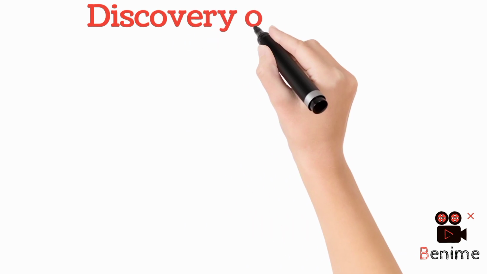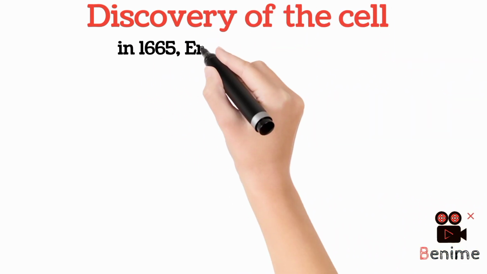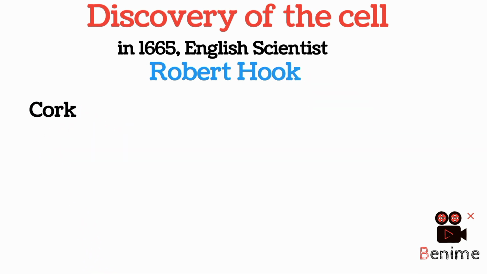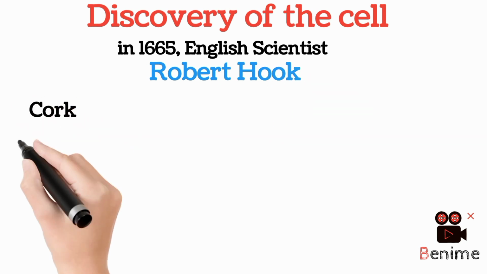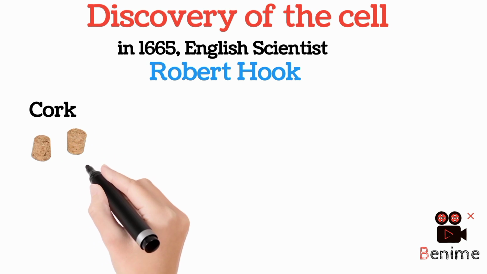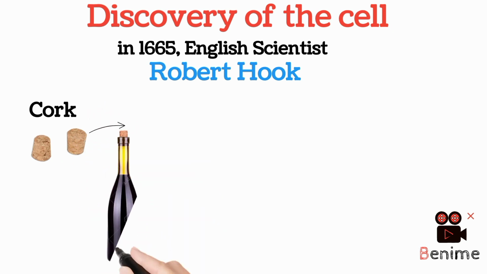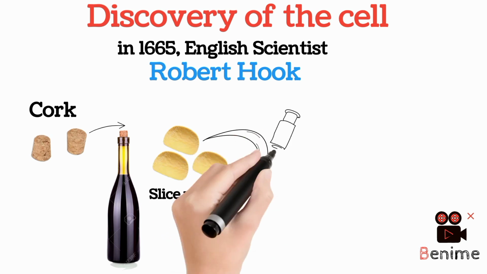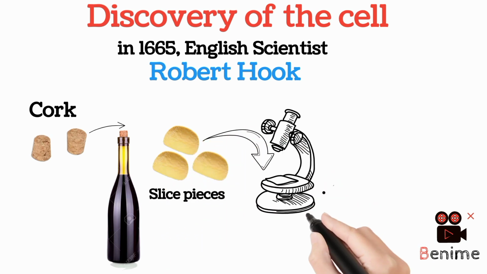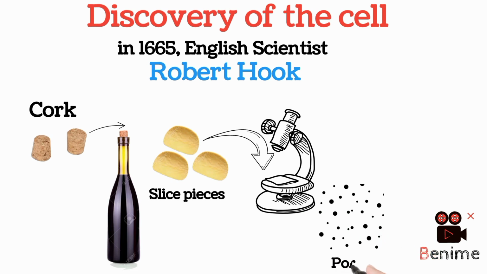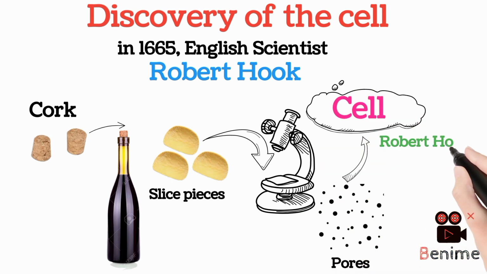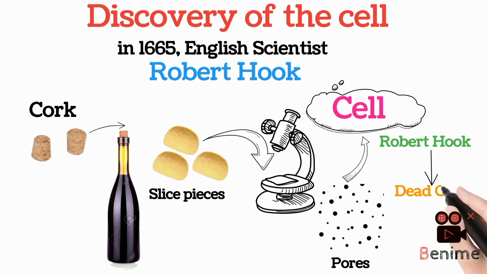Now let us try to know who was the first to discover the cell. In 1665, Robert Hooke, an English scientist, made thin slices of cork. Cork is a wood that was used in the past as a cover over the mouth of bottles. Robert Hooke then observed these thin slices under a microscope. He saw small pore-like structures and termed these structures cells. Thus Robert Hooke became the first scientist who saw dead cells.